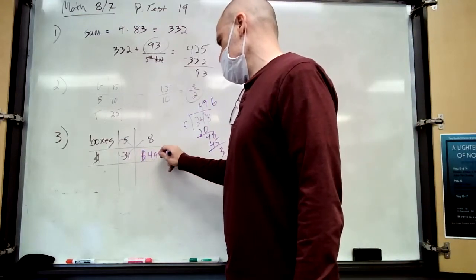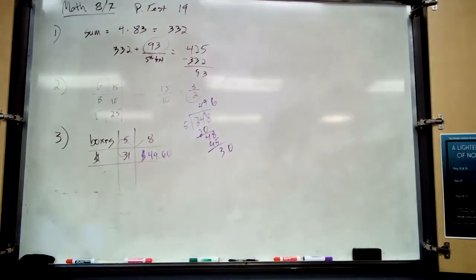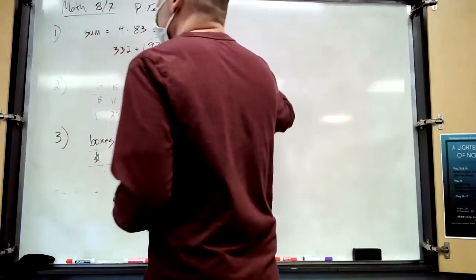$49.60. All right, good job. That's it. Any questions with that? So this is nice because you can just set it up like a proportion and use the fish method. Okay, good? All right.